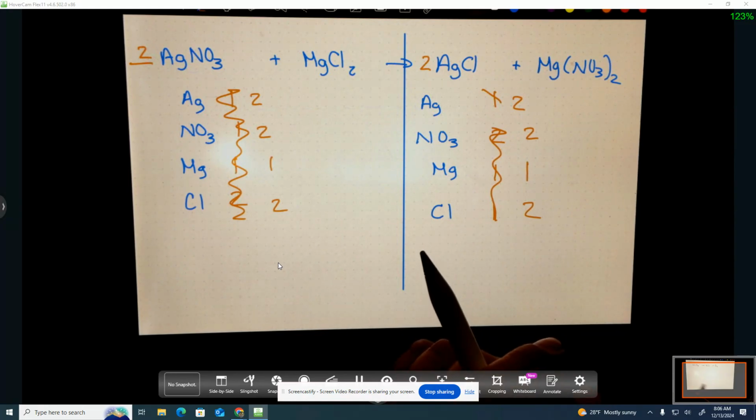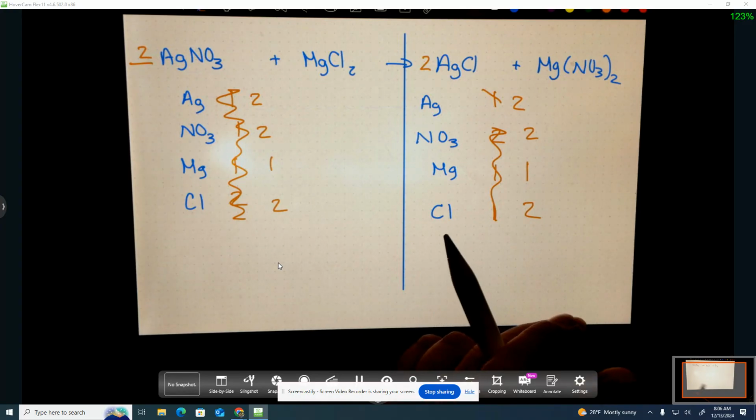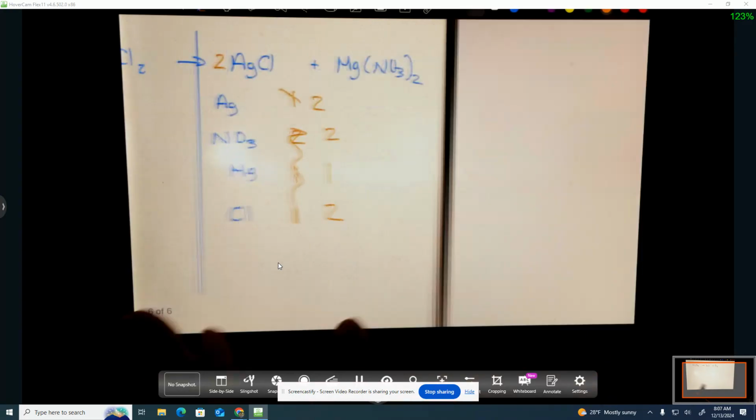Look at number 6. Okay? Do you see a polyatomic ion in that? Yeah. Okay, what's the polyatomic ion in there? SO4. Keep it together because it appears on both sides of the equation.